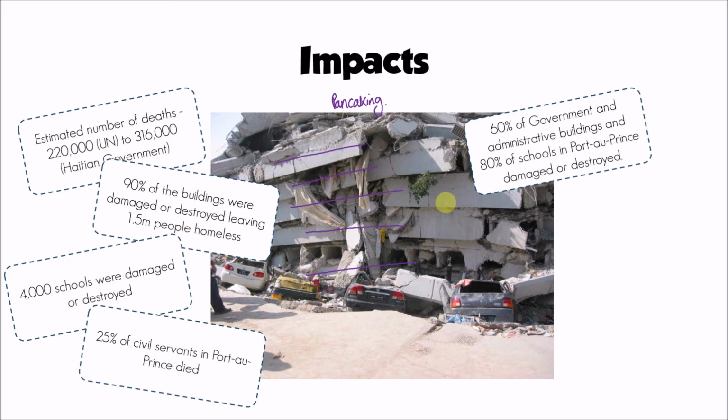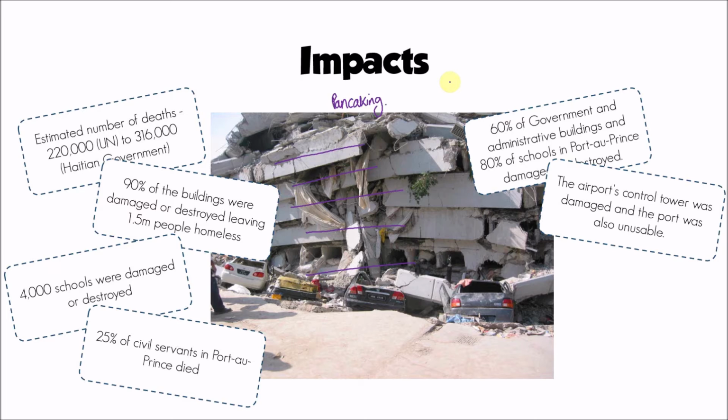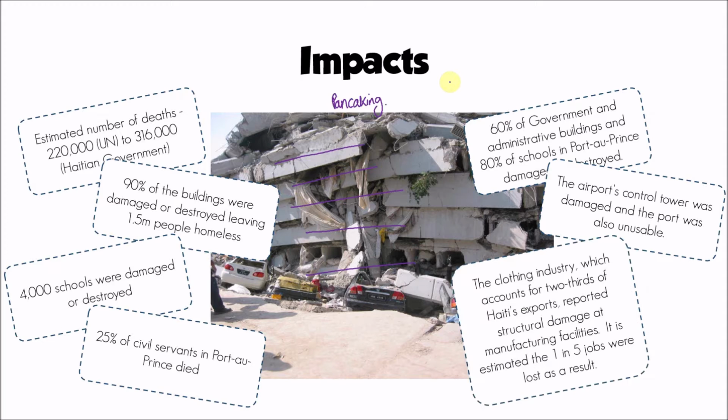Similar figures here relate to some of those points we've already mentioned. So about 60% of government and administrative buildings and about 80% of schools were damaged or destroyed. So that impact beyond just people's homes in the wider education system and local and national government as well. The airport and port both suffered damage. So the airport's control tower was badly damaged, and the port was also rendered unusable. And that meant it was very difficult to get aid and supplies into Haiti. So the aid was quite slow to arrive in the first few days because there simply wasn't an easy or convenient way of actually getting that aid into the country.